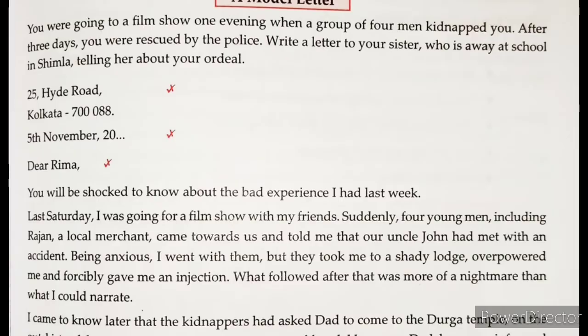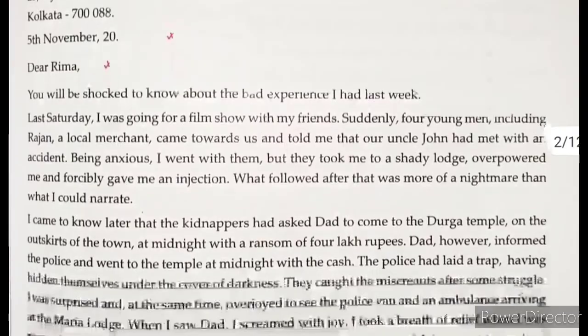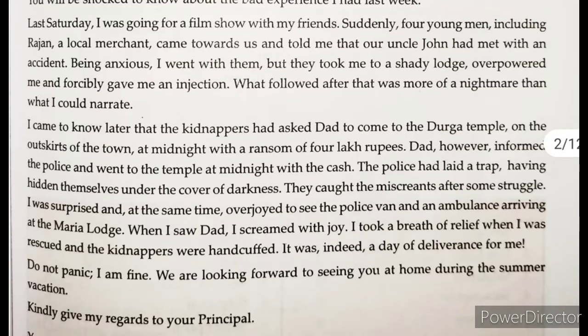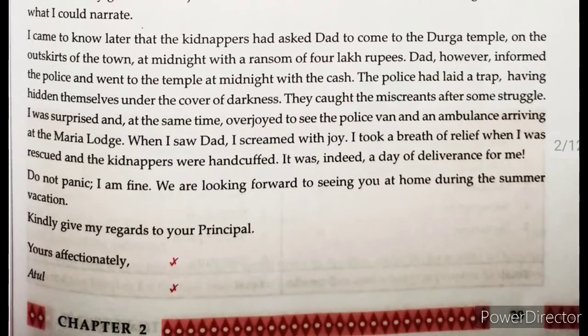Then again leave a line and begin with a salutation. Dear Rima, comma, and then begins the letter. You can notice that in this letter, unlike the format which we saw, there are several paragraphs. In fact, the very first line of the letter is the first paragraph. Though it is just a single line, but it is the first paragraph. Then you have the second paragraph, third paragraph, and finally the few lines at the end which conclude the letter.